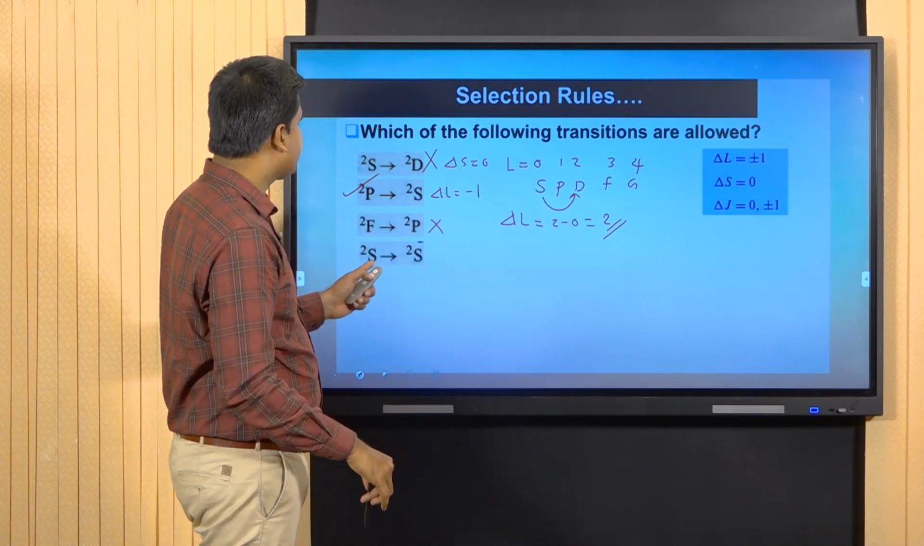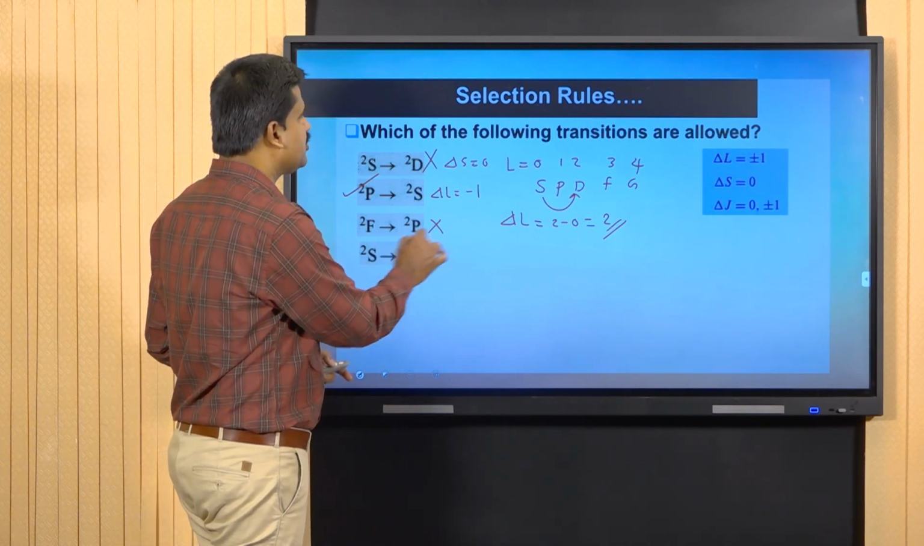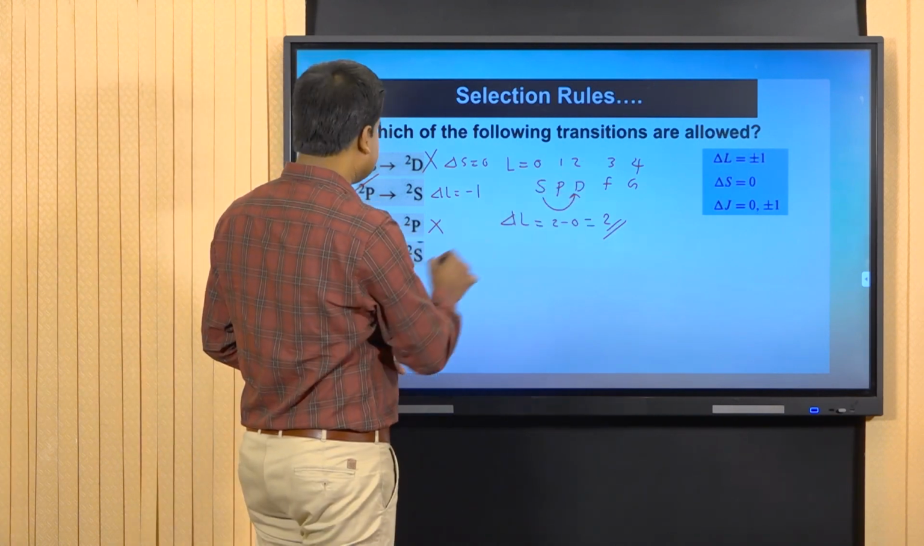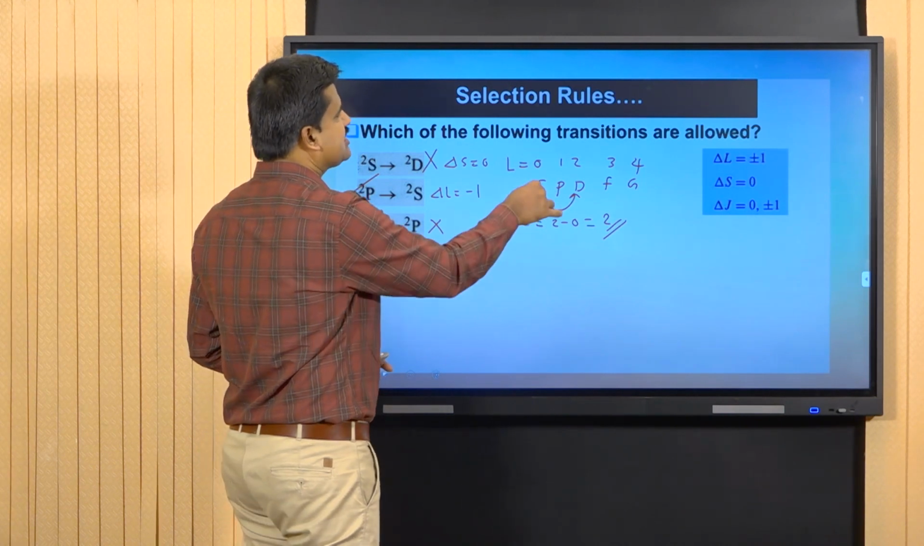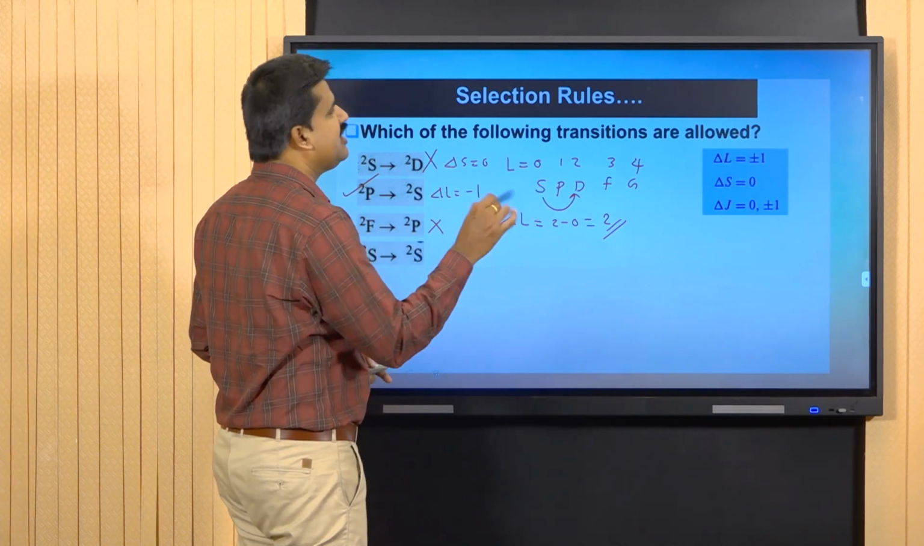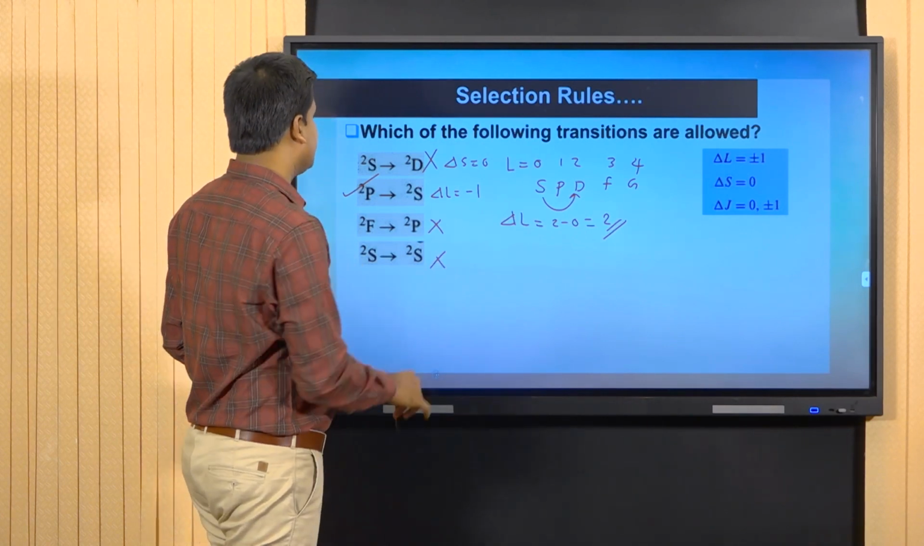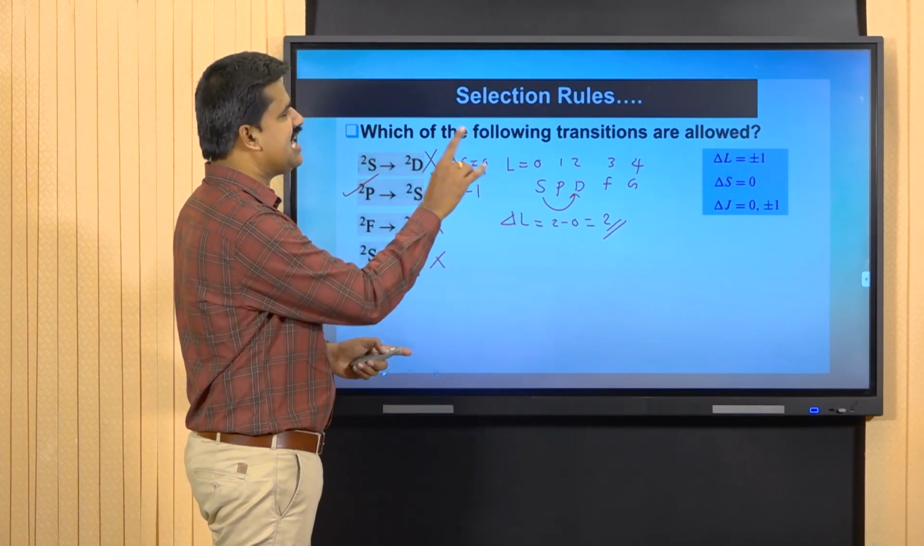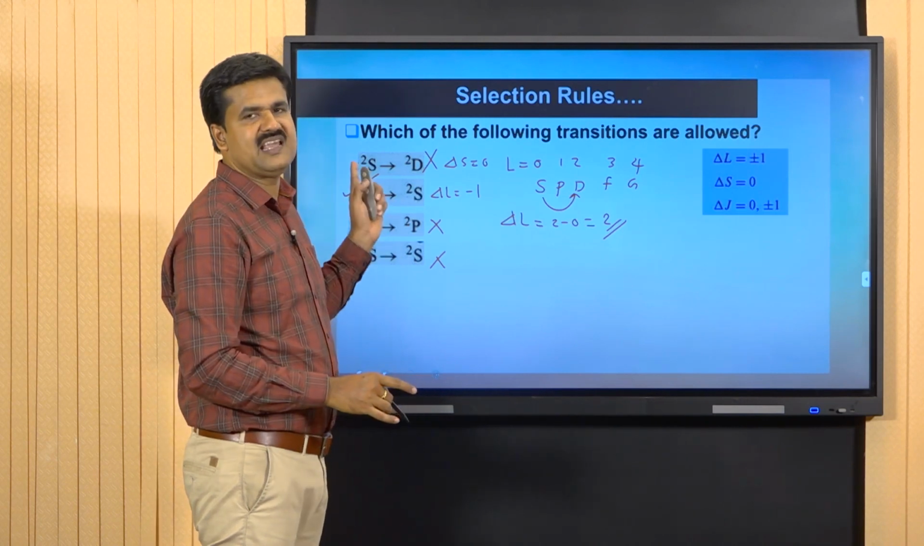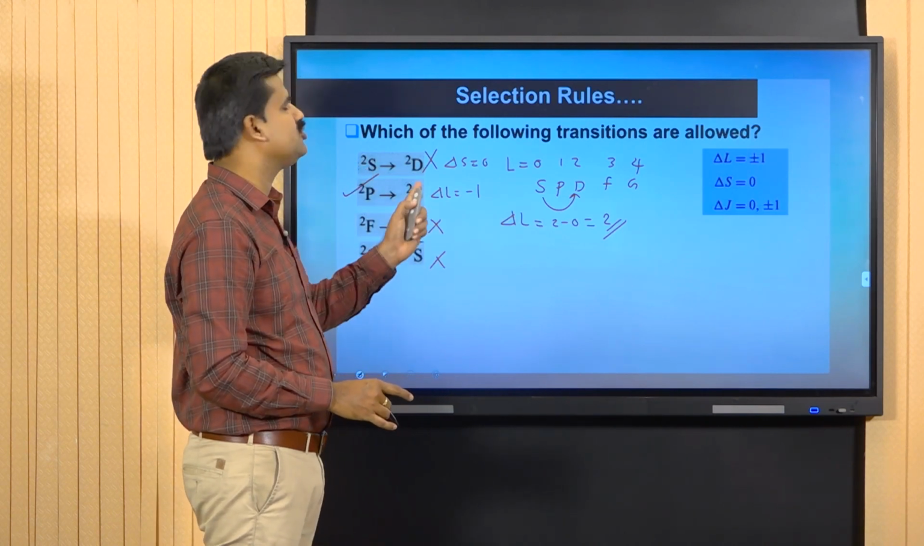And we are finally looking at the last transition, S to S. Delta L is equal to 0 here. S to S is delta L equal to 0, and delta L equal to 0 is also forbidden. So the last transition is forbidden. So among these four, as per the selection rule, the one and only allowed transition is the 2p to 2s transition.